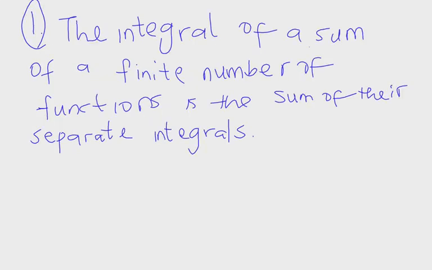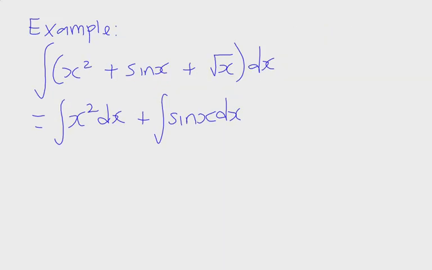Now take note, this sum does not necessarily need plus alone. It could be plus or minus. It's still the same thing. In this case we have plus, so we just apply it: plus the integral of square root of x. So in a way, we just apply the integral to each of them.